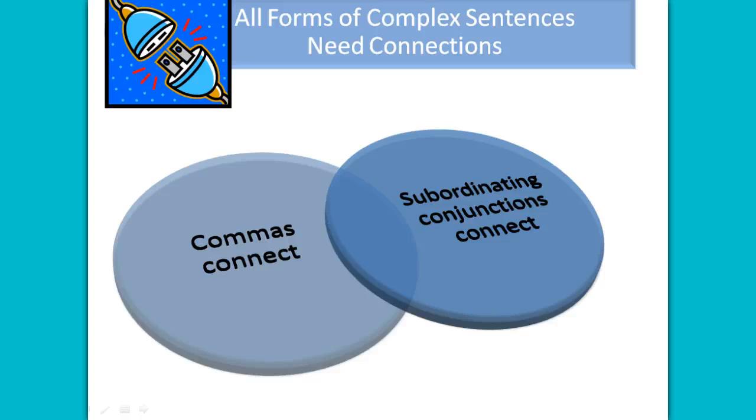All forms of complex sentences need connections. Commas connect and subordinating conjunctions connect. One of the reasons we have so many fragments is that students will begin a sentence with a subordinating conjunction, or a connecting word, and then never connect it to anything. They'll either leave it as a fragment, or they'll forget to put the comma in at the end of the dependent clause.